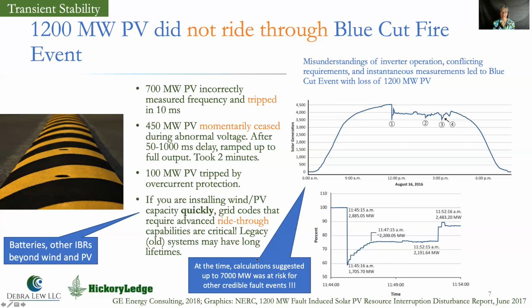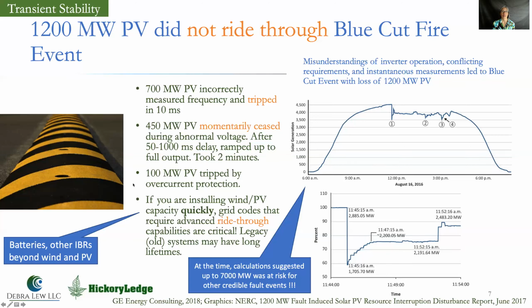At the time, simulations were done to see how much PV could be at risk for other credible fault events. So some simulations were done looking throughout the Southern California region, putting faults in the 500 kV system in that region, and looking at how widespread depressed voltages would be in that region and how much PV that might cover. And calculations suggested that it was up to 7,000 megawatts of PV. So this was a really big deal. This could have potentially had worse consequences.